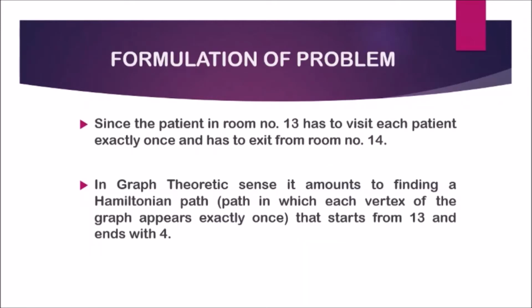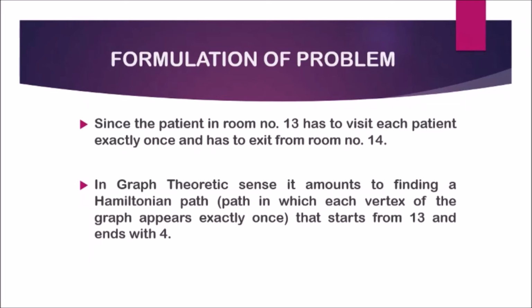Now we are required to find a path from patient 13 to patient 4, visiting each patient exactly once. In graph theoretical sense, the problem is equivalent to the problem of finding the Hamiltonian path, that is, a path in which each vertex of the graph appears exactly once, starting from room number 13 and ending at 4.